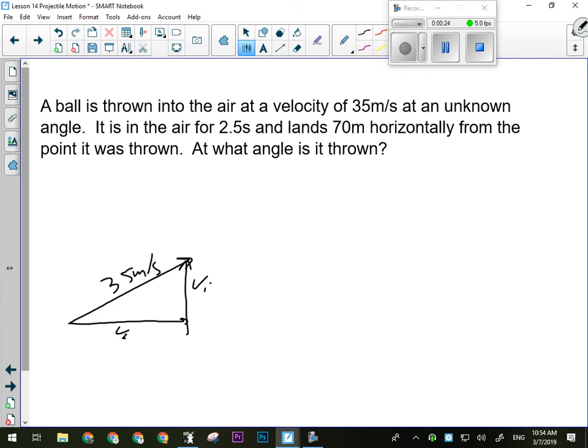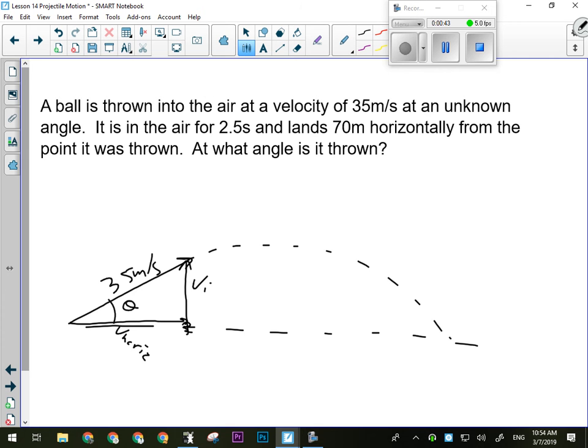So we got V horizontal on the bottom, we got V vertical on the side. This is our angle, but it's unknown at this point. So this always leads to the projectile arc that we've been dealing with. That triangle is always going to be the same for all projectiles.